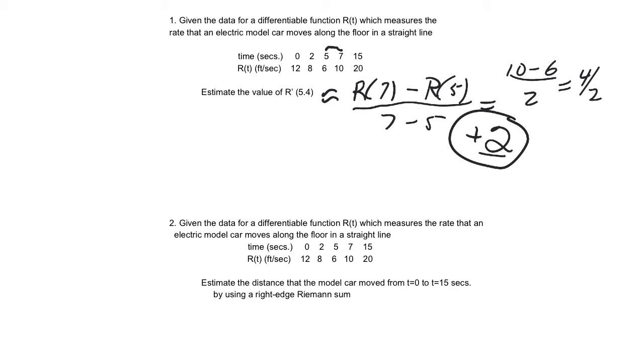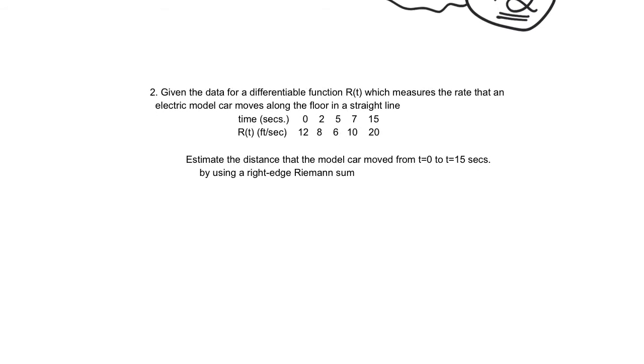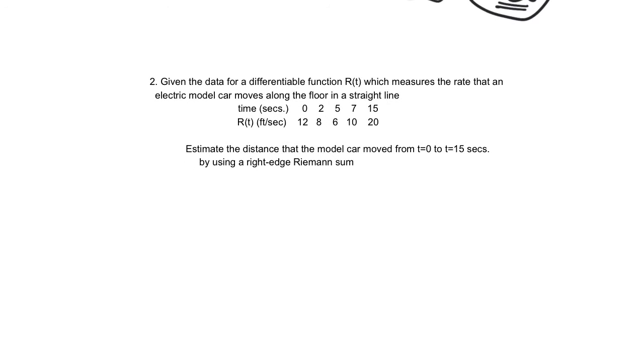That's the average rate of change, and that's approximately equal to the instantaneous rate of change of a nearby data point. In number 2, they are asking us to integrate the data. They basically want to find the distance traveled, and so the distance traveled will be the integration of the velocity. So basically what we're trying to do is approximate the integral of r of t from 0 to 15.